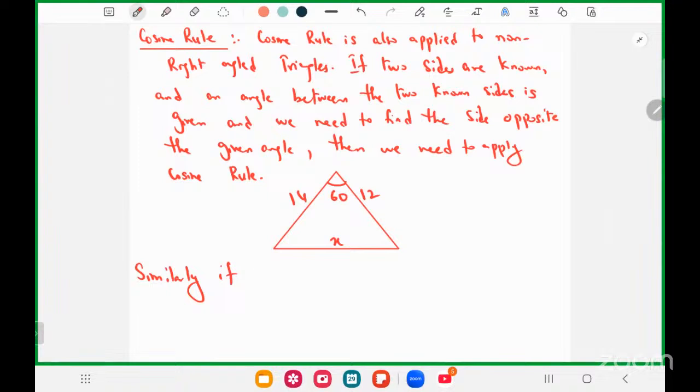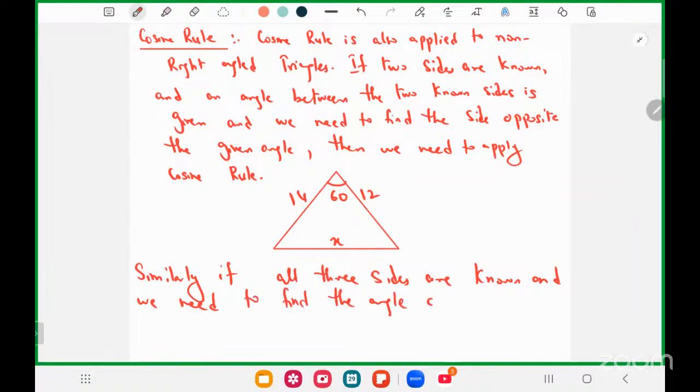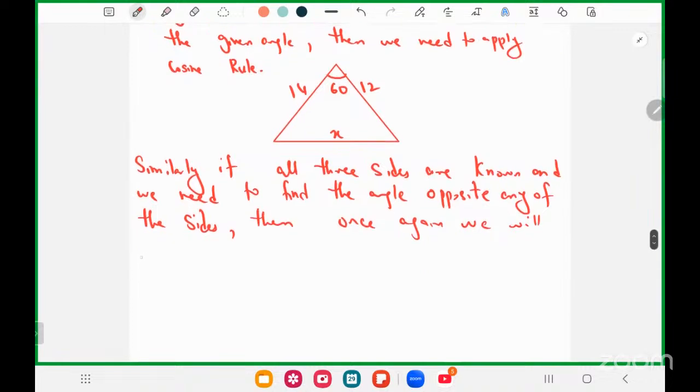Similarly, if all three sides are known and we need to find the angle opposite any of the sides, then once again we will apply cosine rule.